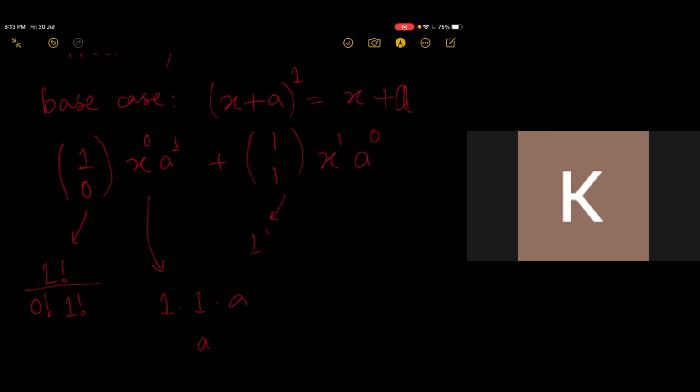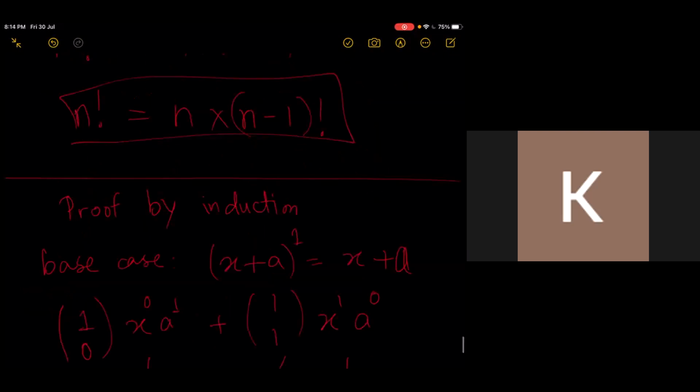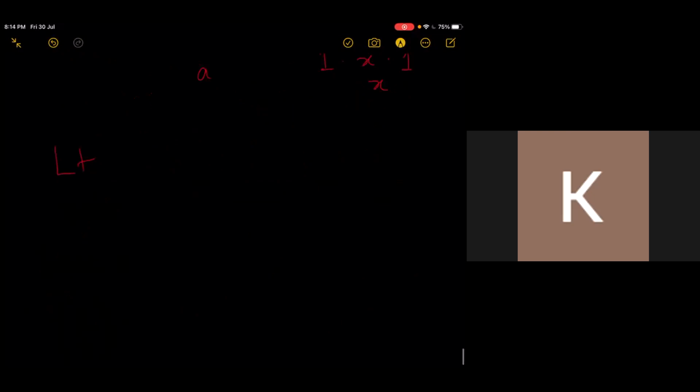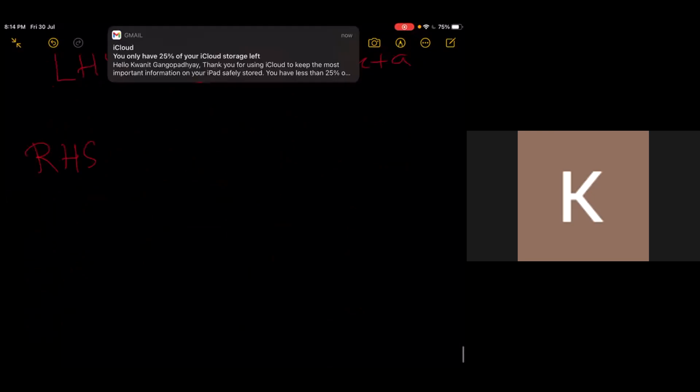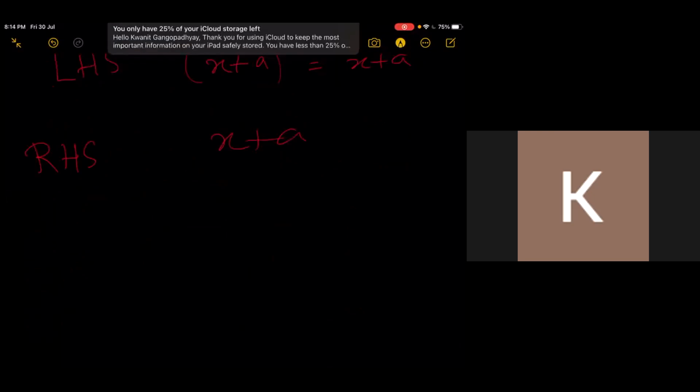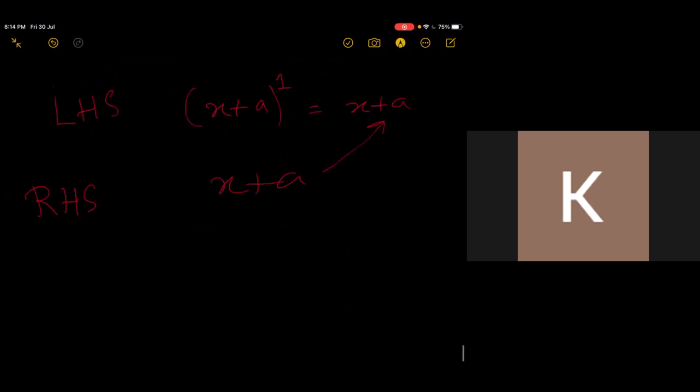1C1 is again 1 factorial by 1 factorial 0 factorial. This is again 1. So this term will become 1 into x to the power 1 is x, a to the power 0 is 1. So this is x. So LHS says (x plus a) to the power 1. This is simply x plus a. RHS is this horrible expression, but we simplified it and got the same thing, x plus a. So LHS and RHS match, base case confirmed.